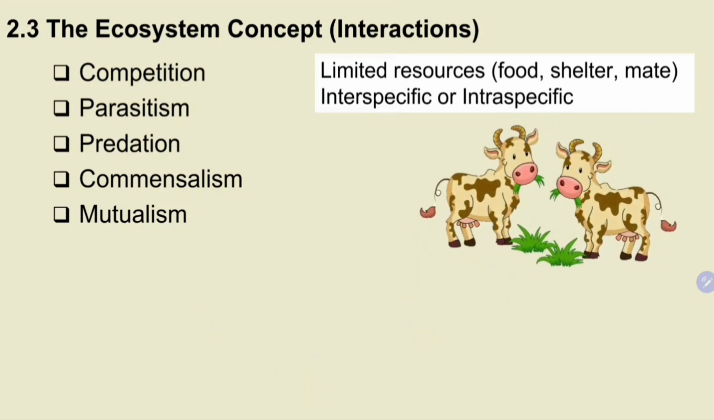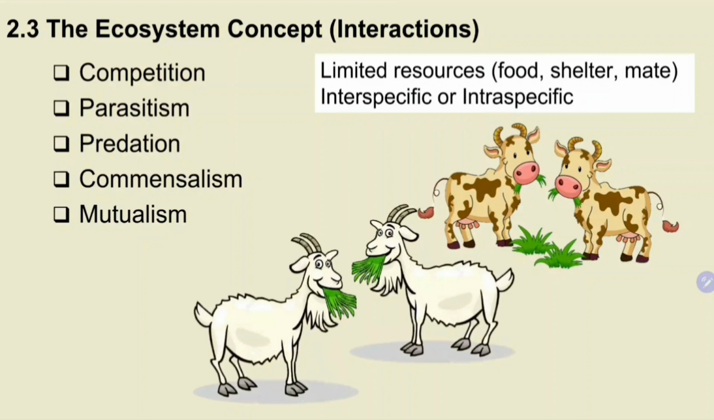Interspecific competition is the competition between different species of organism. For example, species lembu yang akan compete dengan species kambing for the same food source, iaitu rumput. At the same time, sesama lembu pun ada competition because they still eat the same kind of food. So intra is within species, inter is between species competition.